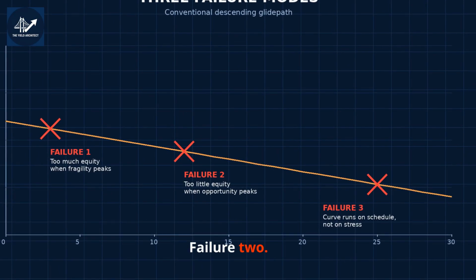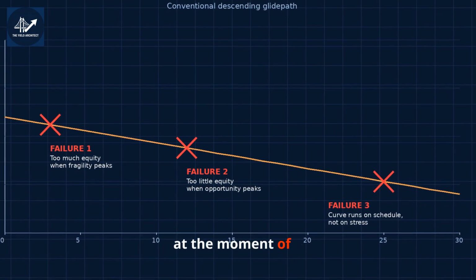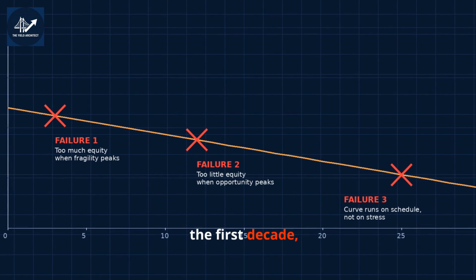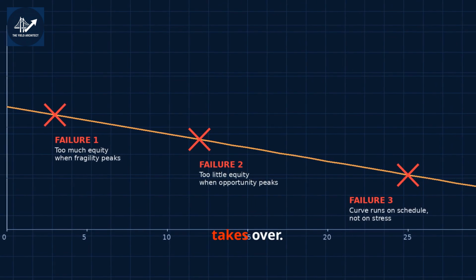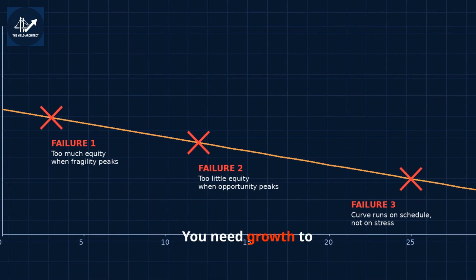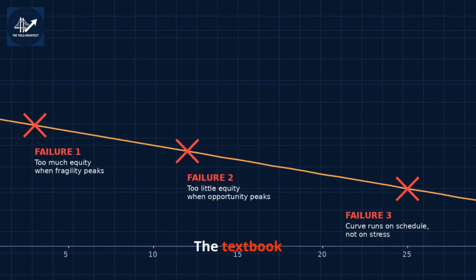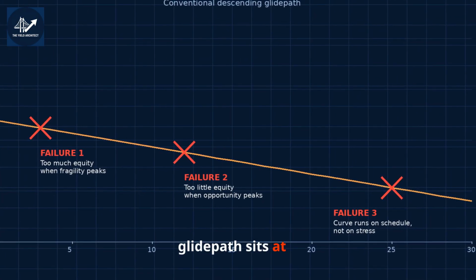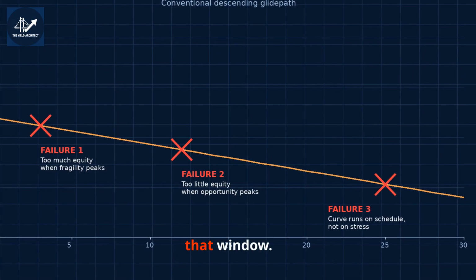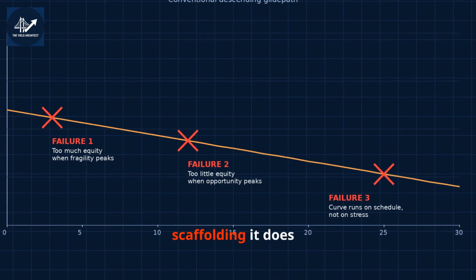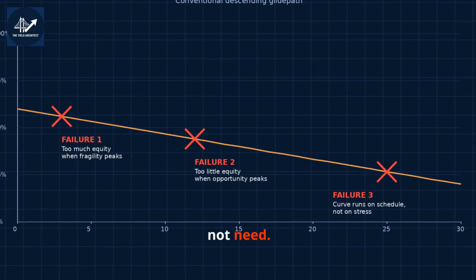Failure 2. Too little equity at the moment of greatest opportunity. Once you survive the first decade, longevity risk takes over. You need growth to outrun inflation across the next 20 years. The textbook glide path sits at 20 or 30% stocks in that window. That is the cured concrete wrapped in scaffolding it does not need.